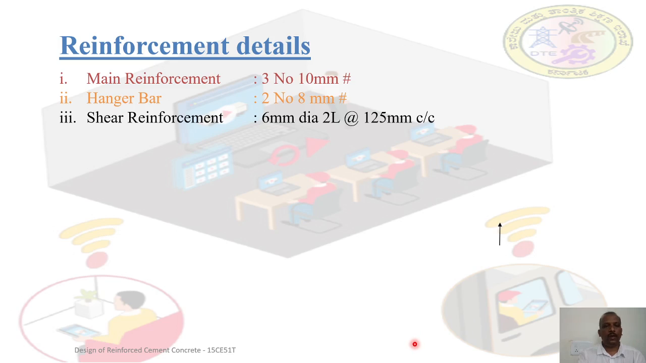Once we design the section, depth, breadth and the main reinforcement as well as the shear reinforcement, we need to sketch the reinforcement details. First, the main reinforcement is 3 numbers of 10 mm diameter bars, the hanger bars are 2 numbers of 8 mm diameter, and the shear reinforcement is 6 mm diameter, 2-legged, at 125 mm center to center spacing.